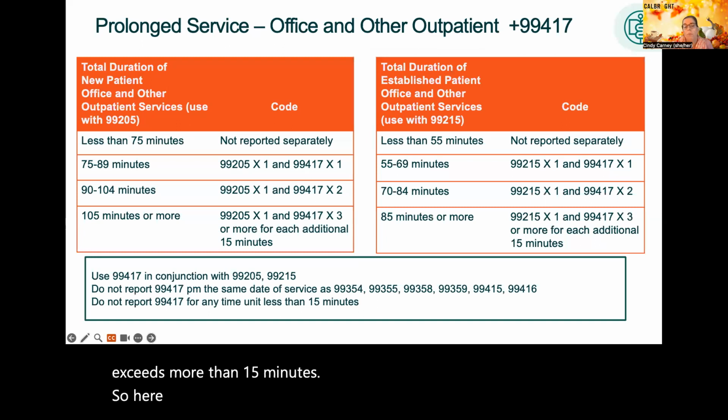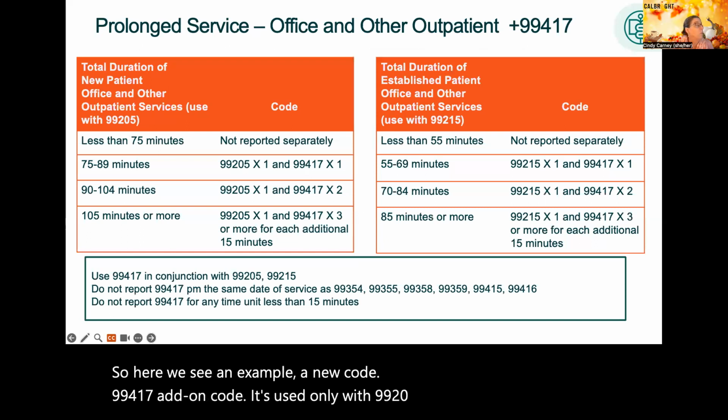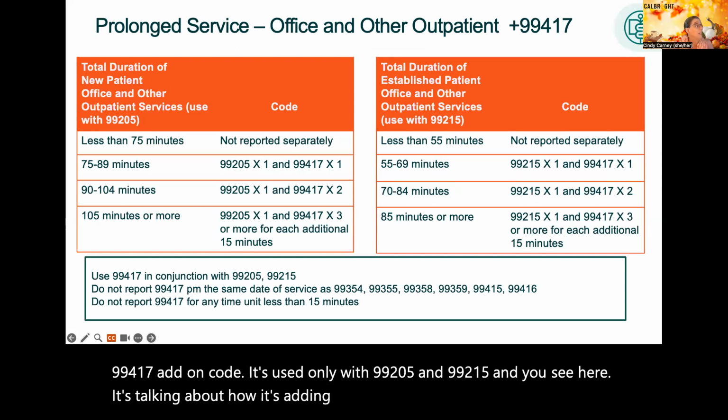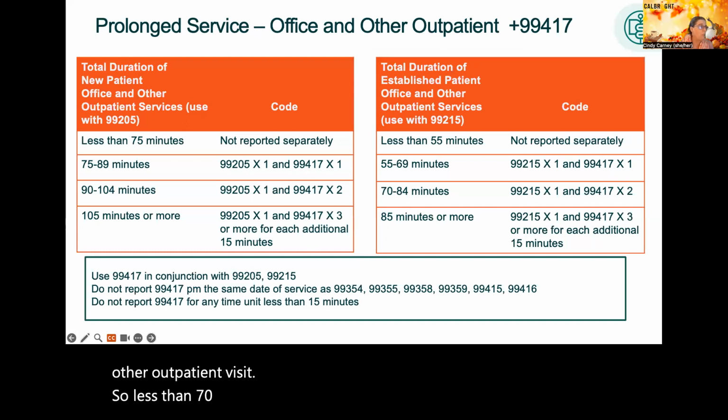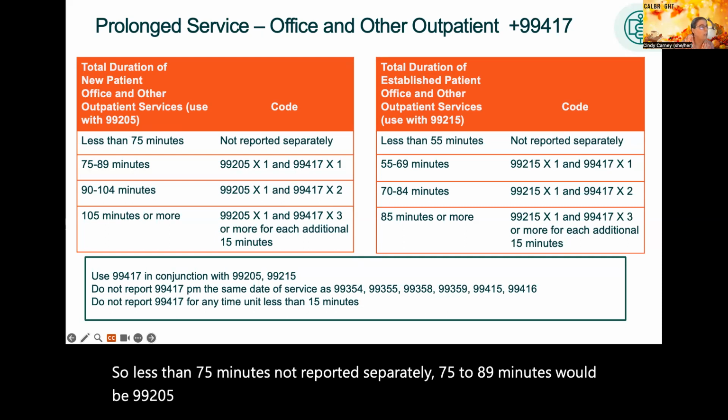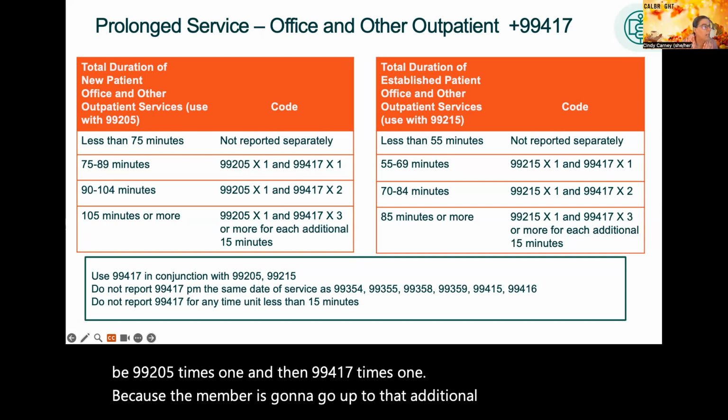So here we see an example, a new code, 99417, an add-on code. It's used only with 99205 and 99215. And you see here, it's talking about how it's adding on that additional time to that office or other outpatient visit. So less than 75 minutes, not reported separately. 75 to 89 minutes would be 99205 times 1, and then 99417 times 1. Because remember, it's going to go up to that additional 15 minutes, up to that time.